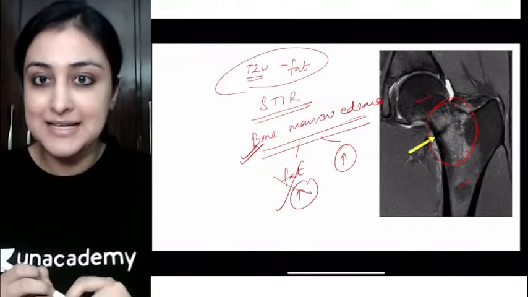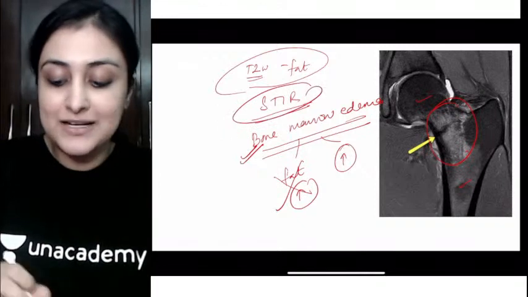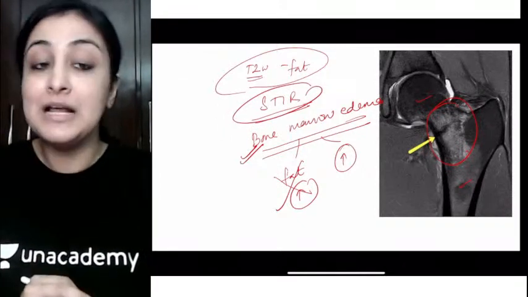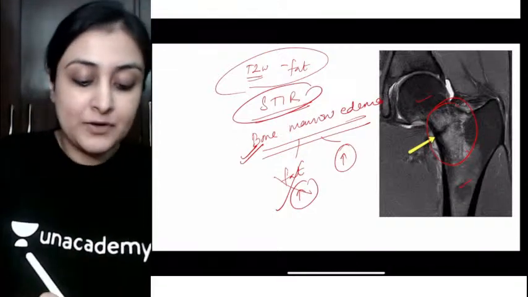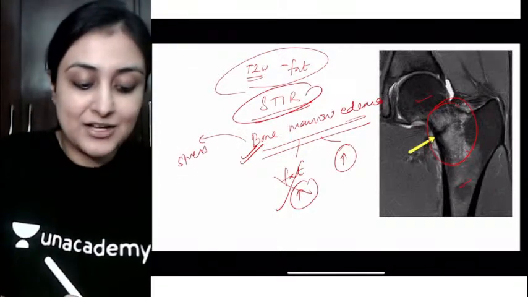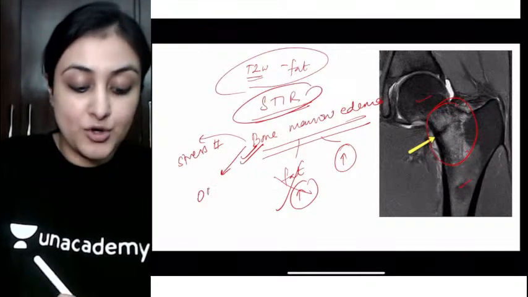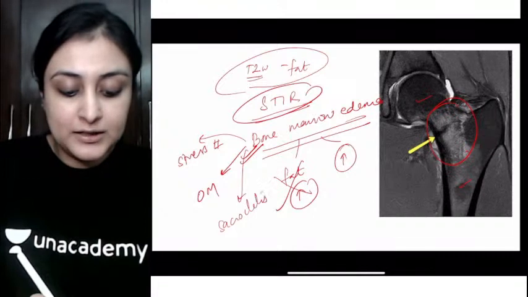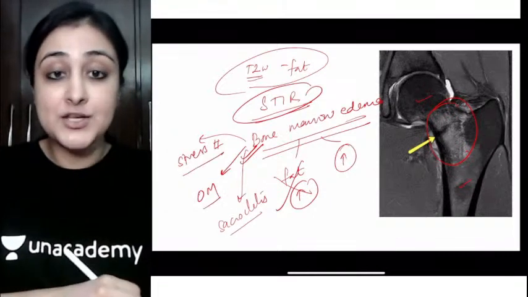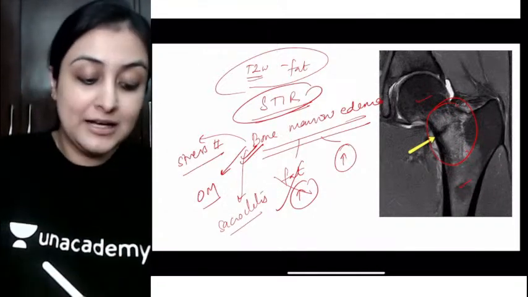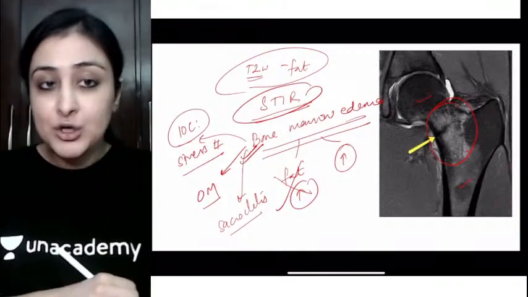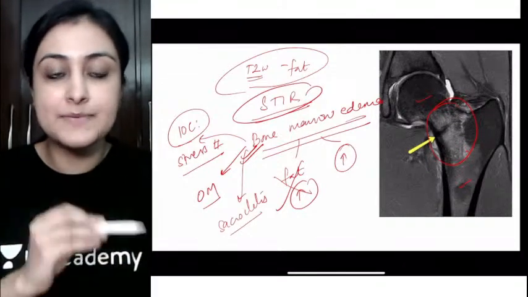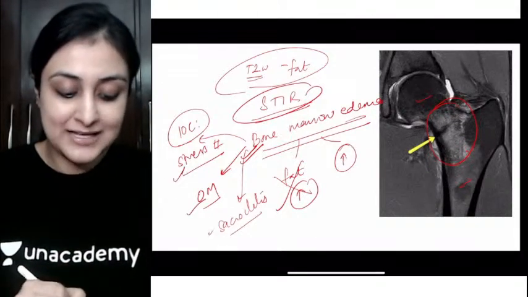Is this concept making sense? So STIR is a sequence wherein we suppress the bone marrow fat. Every fat we suppress such that the edema will stand out. Bone marrow edema can be seen in cases of stress fracture, osteomyelitis, and sacroiliitis. So the answer to all of these, when they ask you what is the best investigation of choice, are we all going to say MRI? Yes. If they ask you a more difficult question with sequence, are we all going to say STIR? We know why STIR? Yes.